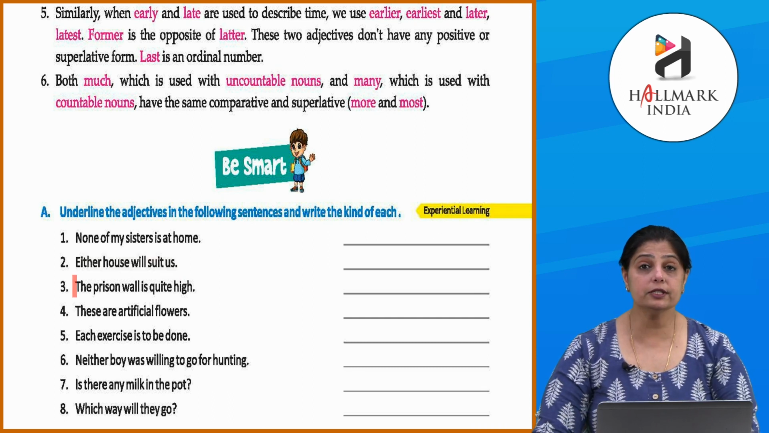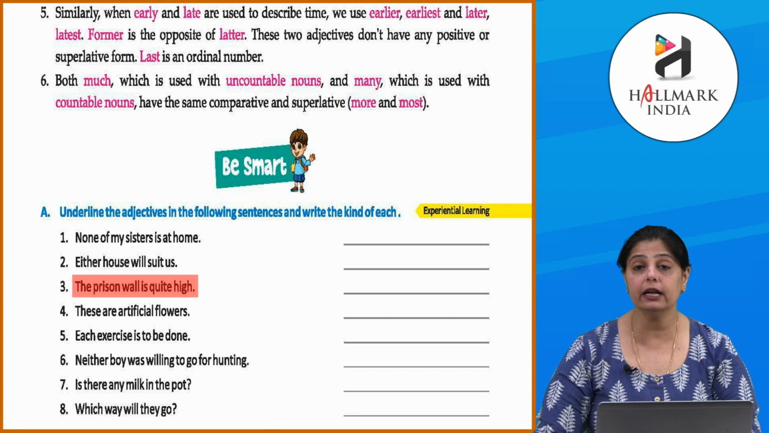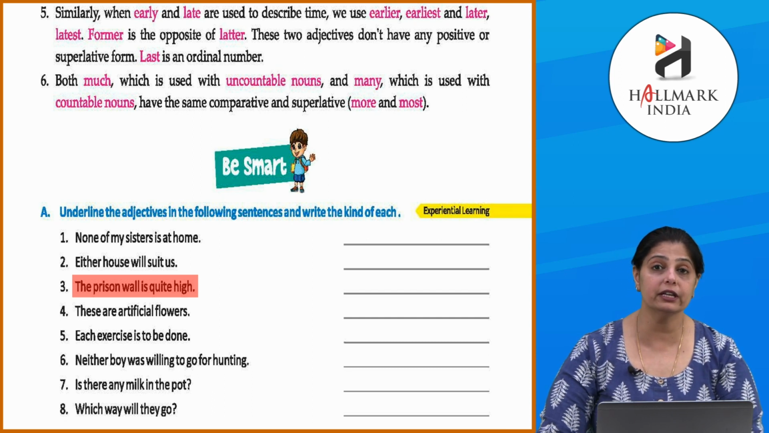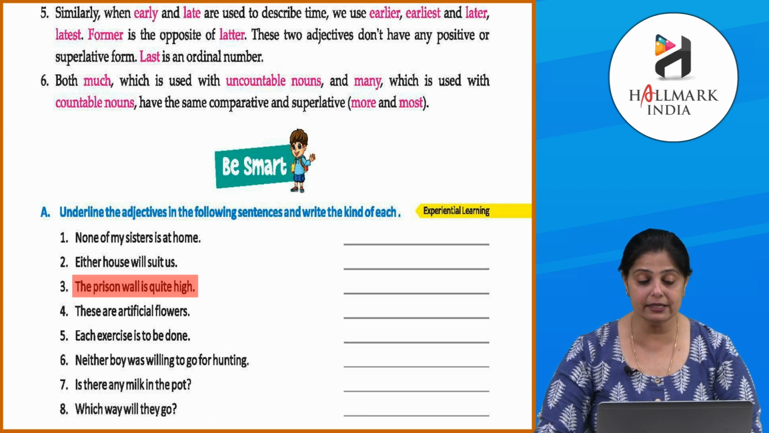The third one, the prison wall is quite high. So, this is a positive degree और यहाँ पे adjective क्या हो जाता है? Describing the prison wall. Okay. So, यहाँ पे इसका जो adjective है वो है high. So, बाद में जब हम इसको comparison करेंगे इसका to get the comparative and superlative degree, तो आप जो high word है उसका आप change करोगे. Alright? Now, let's do the next exercise.